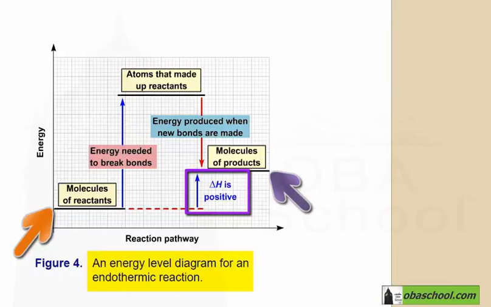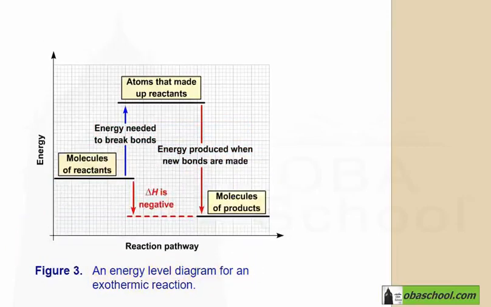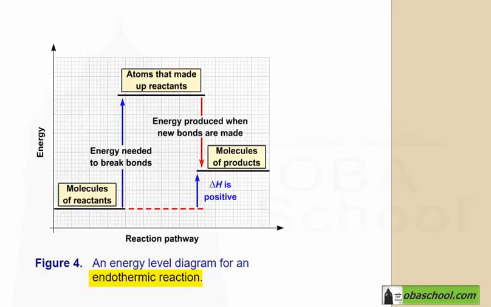So you shall keep in mind that in an exothermic reaction, products have lower energy than the reactants since energy is released in the reaction. Whereas in an endothermic reaction, products have higher energy than the reactants since energy is absorbed into the system during the reaction.